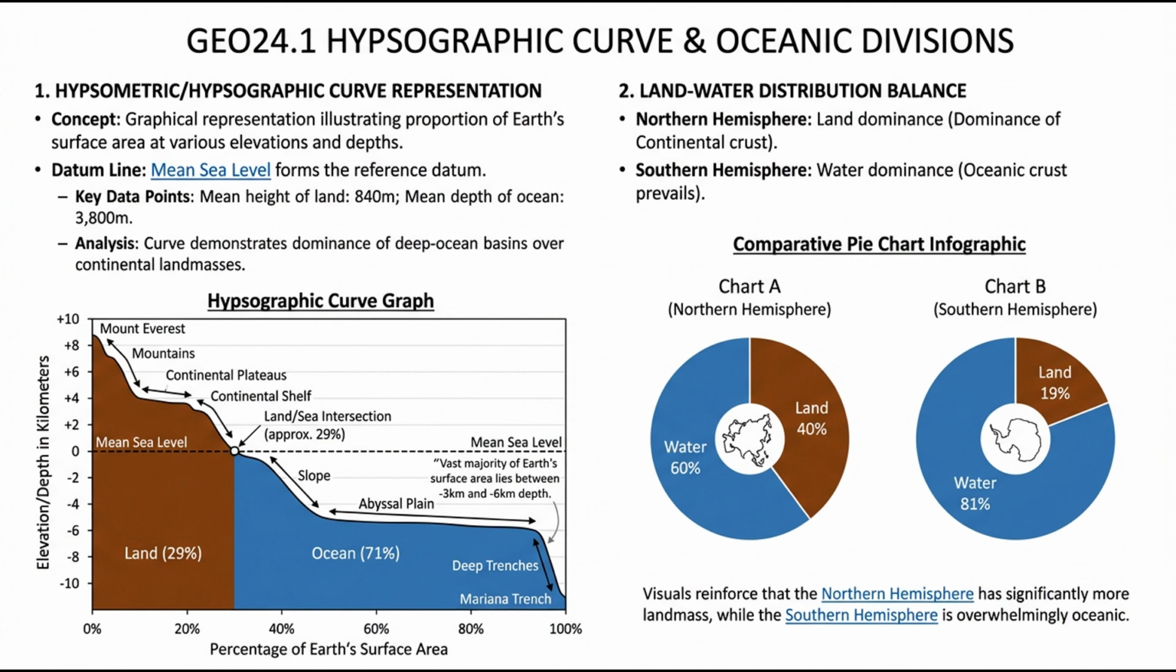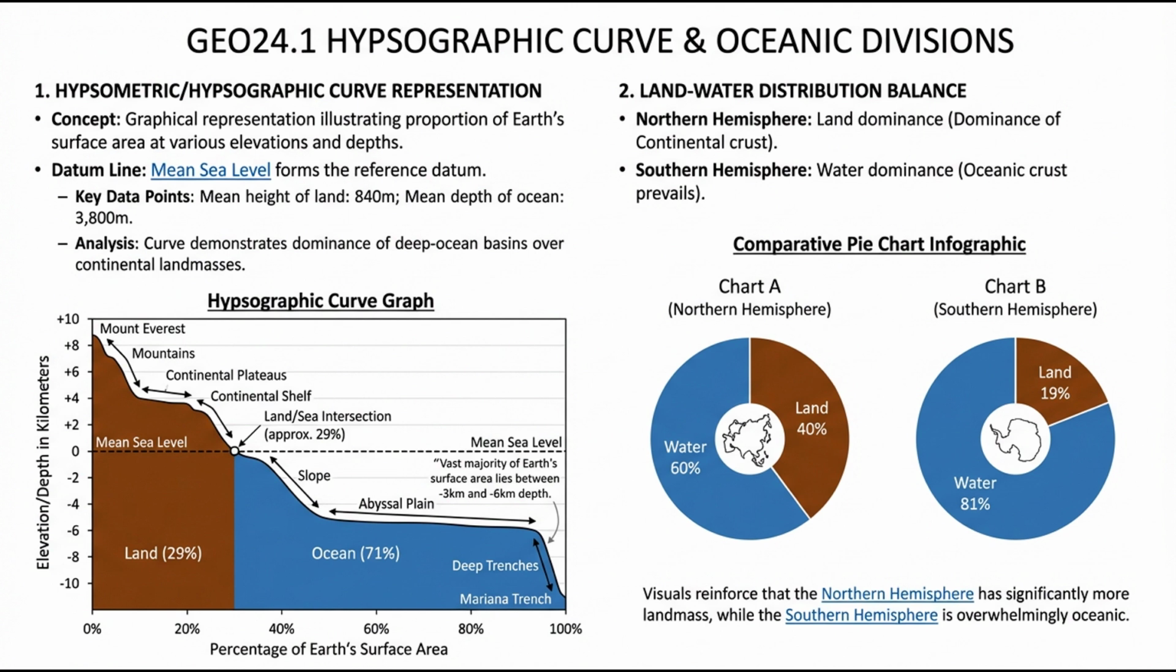Look at the shape of the curve in the slide. Notice distinct steps. You have a small percentage of very high mountains, then a broad plateau of continental land, and then, pay attention here, a sharp drop. This drop represents the continental slope leading us into the deep ocean basins. The curve flattens out again at the bottom.